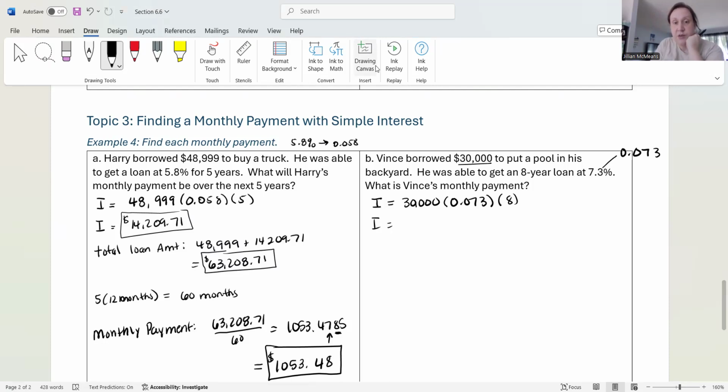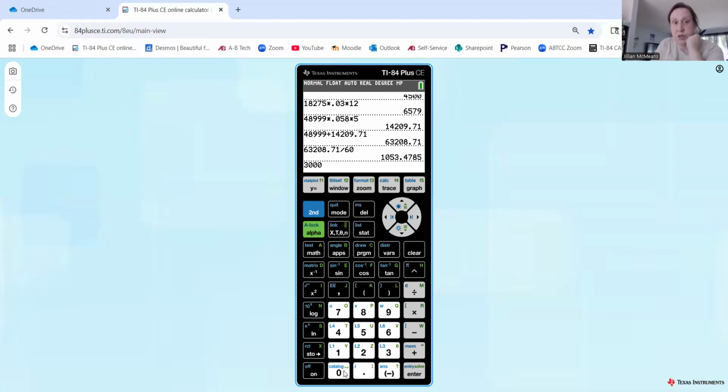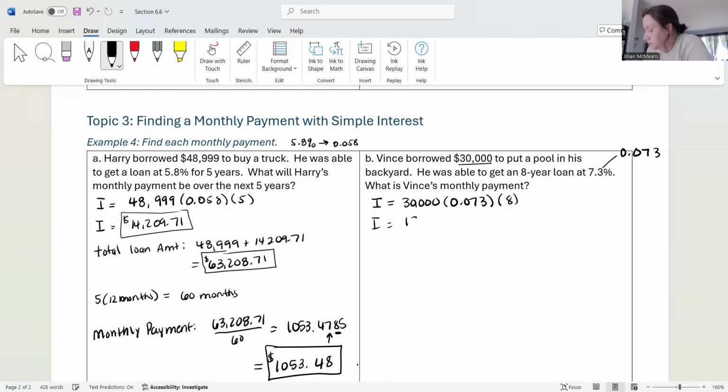All right, so we had $30,000, which was initially borrowed. We had an interest rate of 7.3%, so 0.073. And Vince has this loan for, I believe it was 8 years. I hope it was 8 years. So we get 17,520. So this is how much interest Vince is going to have to pay in addition to his $30,000. Okay? So we found the interest.